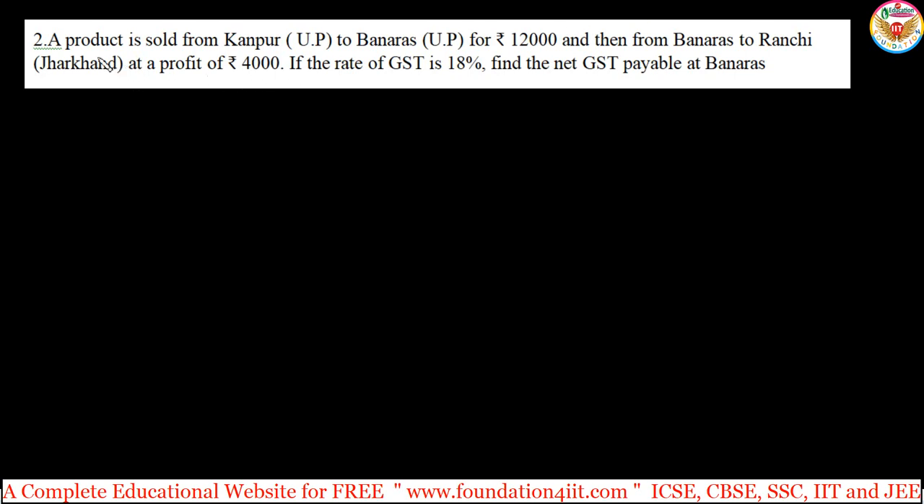Now in this problem, a product is sold from Kanpur to Banaras, so the same state, for 12,000, and then from Banaras to Ranchi, Jharkhand, at a profit of 4,000. The rate of GST is 18%. Find the net GST payable at Banaras. Here are the two cases.